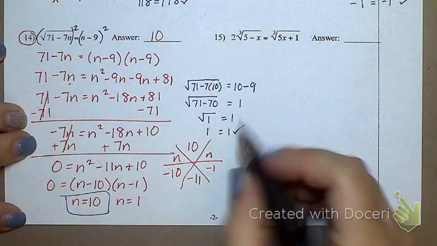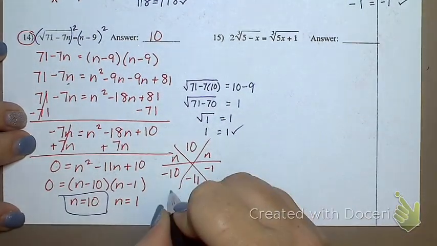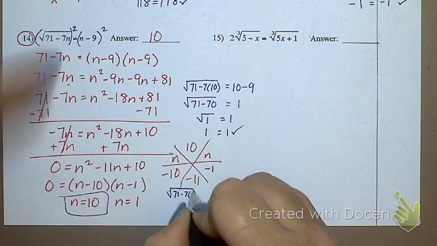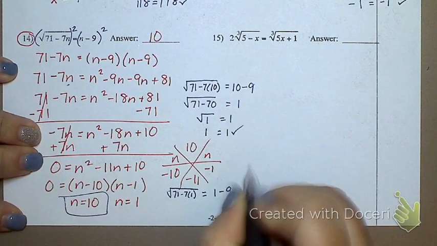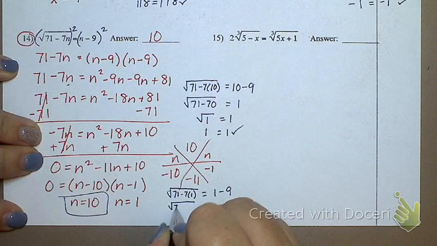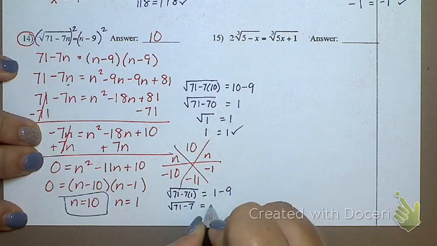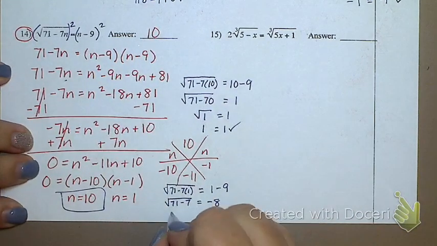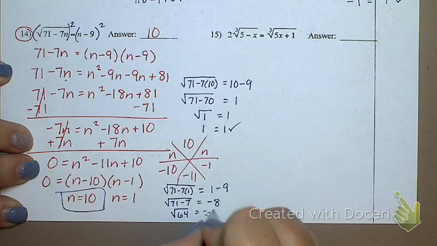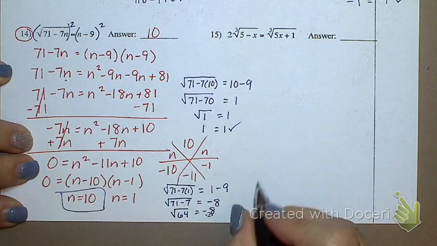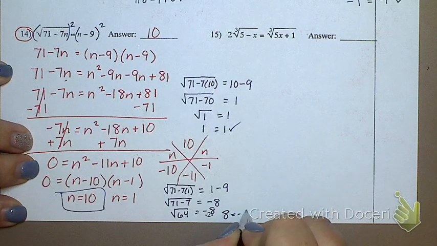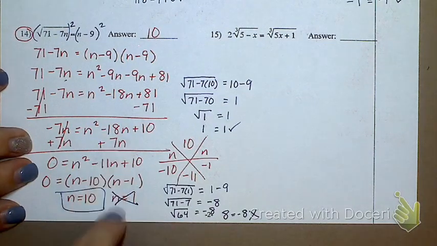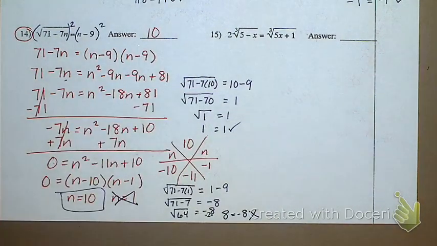What about n equals 1? That would be, let's see, square root of 71 minus 7 times 1. Does that equal 1 minus 9? That would be 71 minus 7. This is negative 8. I can stop there because I should know that the square root of something is never going to be negative. But I end up with the square root of 64 equals negative 8. Well, the square root of 64 is not negative 8. What is it? It's positive 8. And positive 8 does not equal negative 8. So n equals 1 is extraneous, so I just leave it off my answer line. The only number on my answer line is 10.